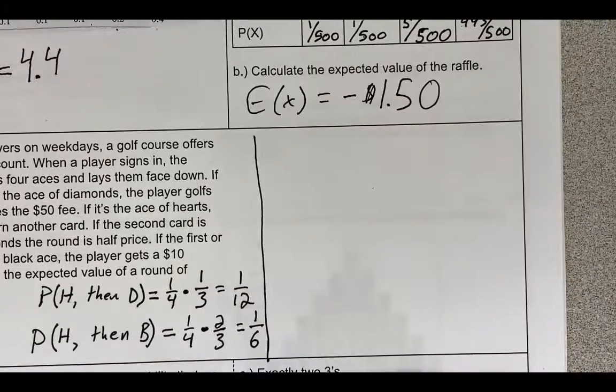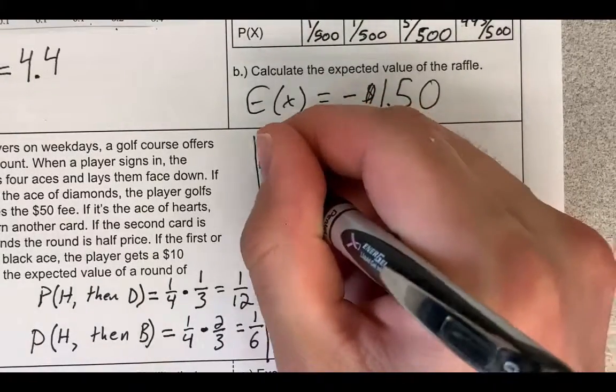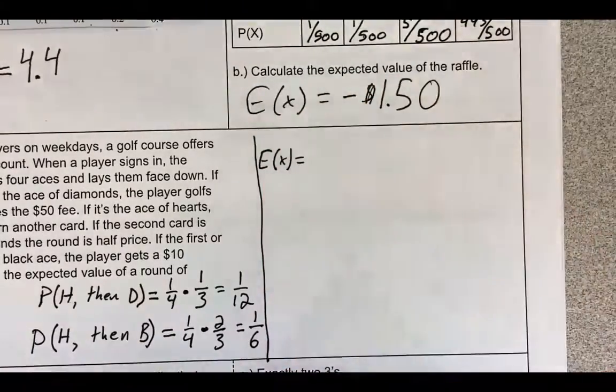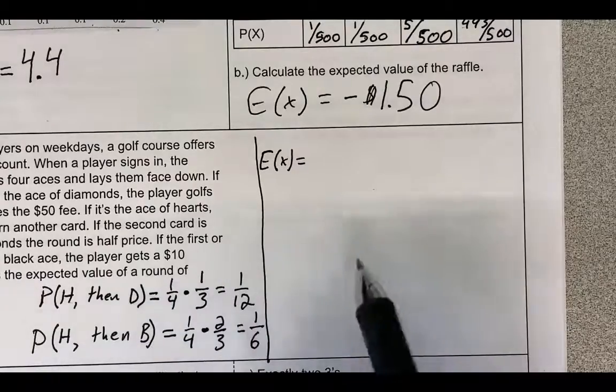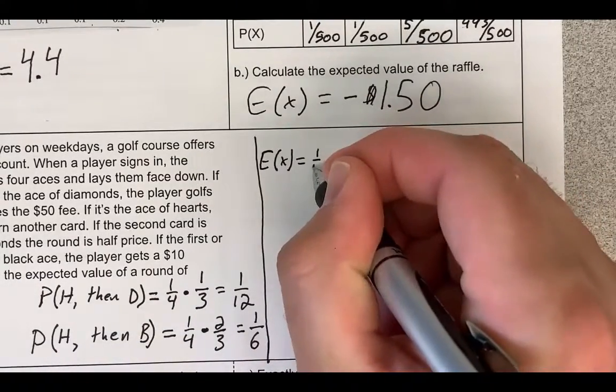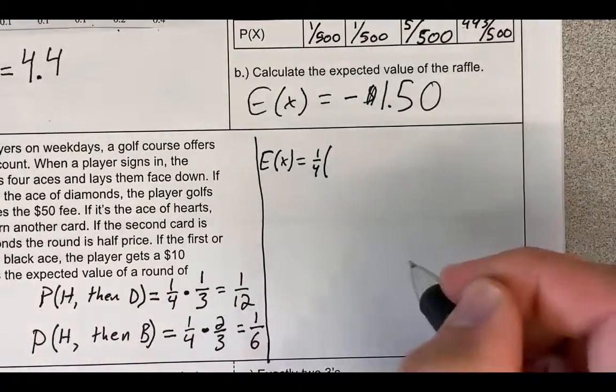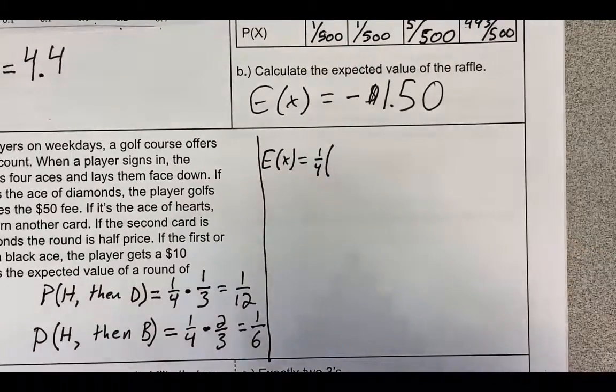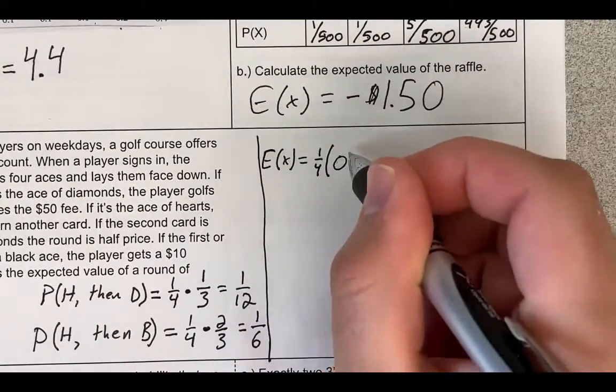Let's go over here and do that. The expected value then will be the probability. We'll start just in the order that we went before. So the probability that you get a diamond, so that's 1/4, times how much are you going to have to pay if you get a diamond? Well, nothing. So 1/4 times 0.